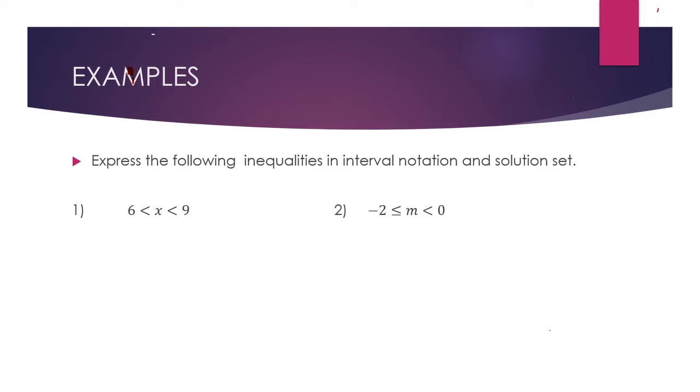In the previous slides, we have already learned how to draw number lines. So coming up, we will try some examples to express inequalities in interval notation and solution set. So for the first question, I have 6 less than x less than 9. My interval notation, I need 2 numbers. So the numbers are 6 and 9. For interval notation, the smaller number will be on the left and the larger number will be on the right. So 6 is a smaller number, so it will be on the left, so 6, 9.